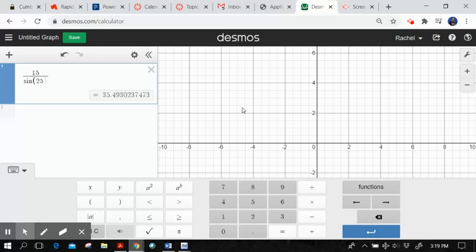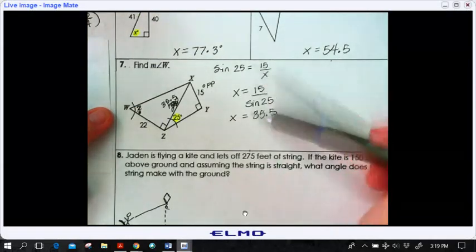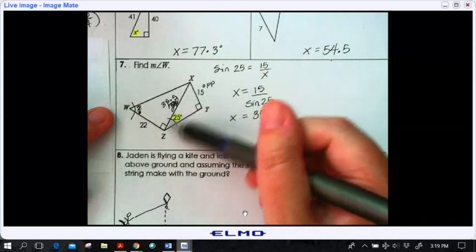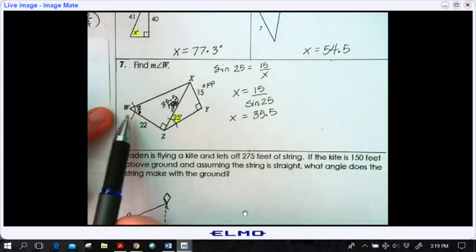35.5 is that side length. Now, let's use this side length to find this angle measure. So, from this angle, W, oops, I forgot to go back. Sorry, guys. Okay, so I solved for this missing side. Now I'm ready to go find this angle measure.